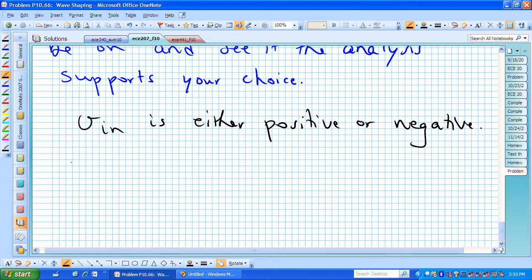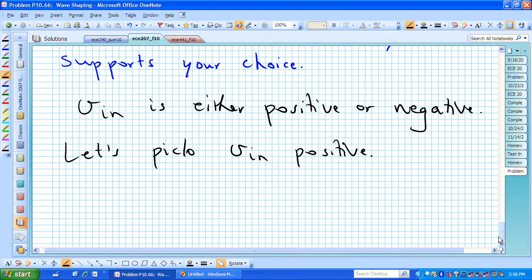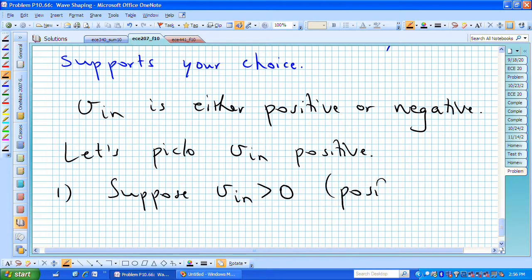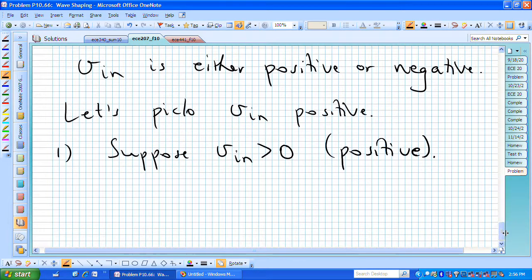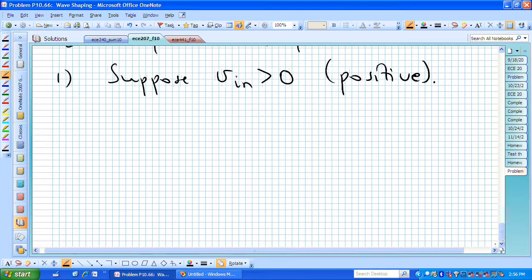So let's just pick one, or let's pick Vn positive, and see what happens. So now just remind ourselves, let's suppose that Vn is greater than 0. Now we're saying what's going to happen in that circuit. What happens to V out if Vn is 1, if it's 2, if it's 3? Well, we don't know yet.